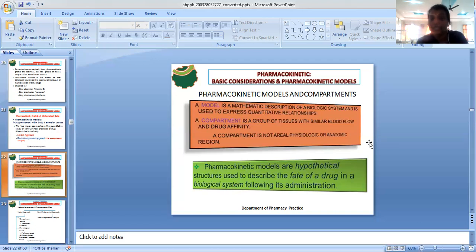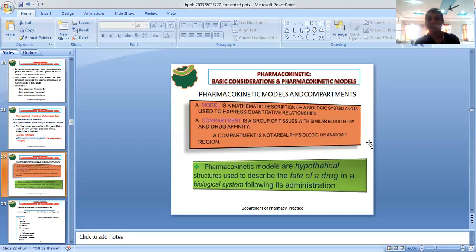A compartment comprises a group of tissues with similar blood flow and drug affinity. A model is the mathematical description to explain the quantitative relationship, and a compartment is the group of tissues with similar blood flow and drug affinity. Keep in mind, it is only an assumption that a compartment is a group of tissues with similar blood flow, and that compartment is not a real physiological or anatomical region.